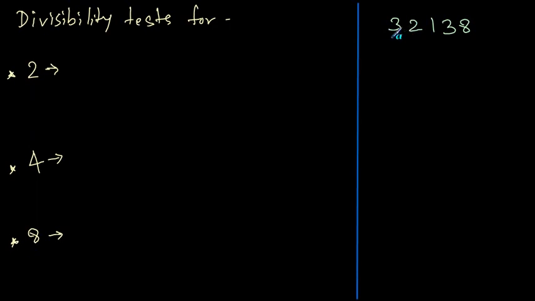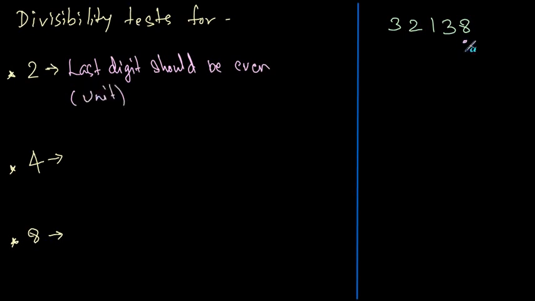I have the dividend here, the given number 32138, and these are the divisors. So the divisibility test for 2 says that the last digit of the number should be an even number, and the last digit is always the units digit. So let's try to determine if this number is divisible by 2 or not. So 8 is an even number, so it is divisible by 2, right?